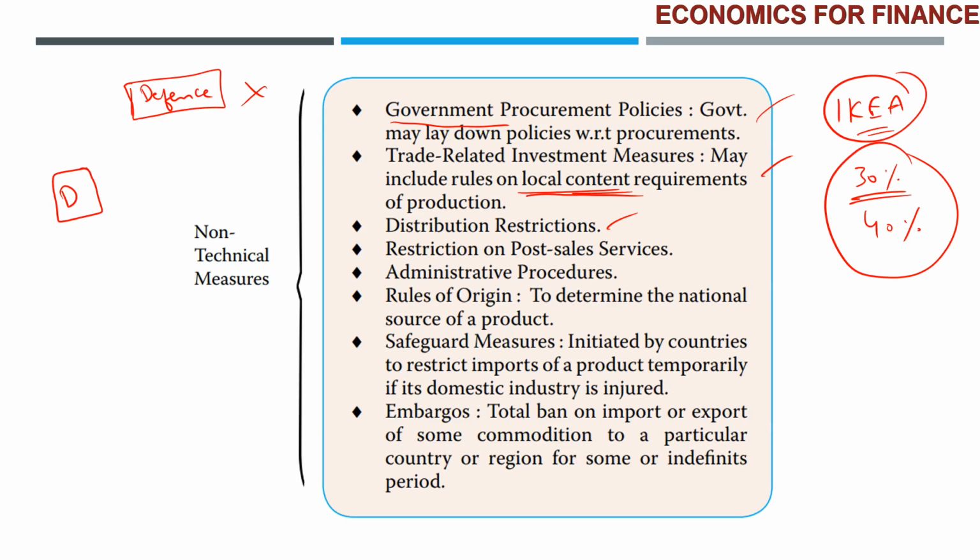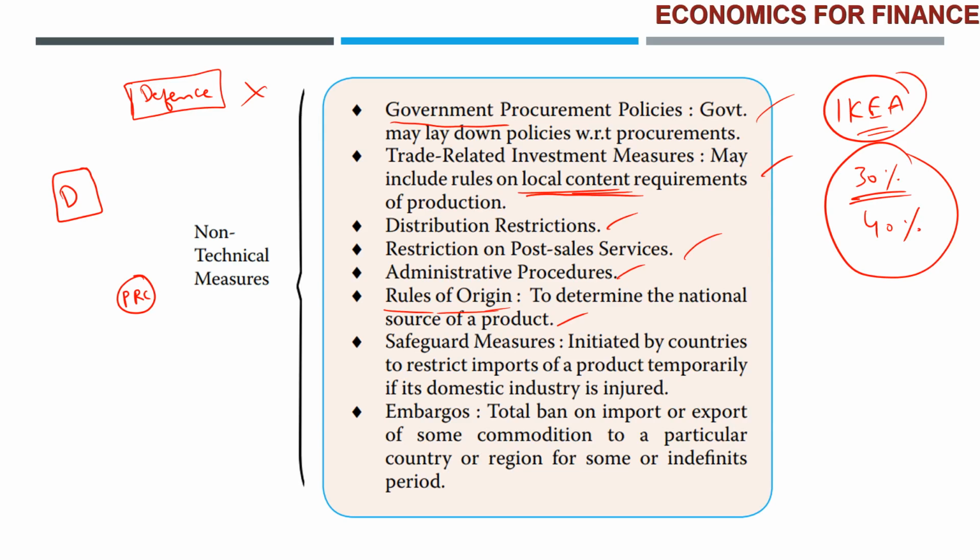Distribution restrictions can be made. Also, restrictions on post-sale service can be made. Administrative procedures can be created so tight that people feel vexed exporting goods to India. Then rules of origin. Recently, this is one more thing that is happening, because in most cases the Indian government is insisting that whether a particular product is made in China or not has to be shown and displayed. Is it a product from China? Rules of origin have to be displayed, which is a recent phenomenon.